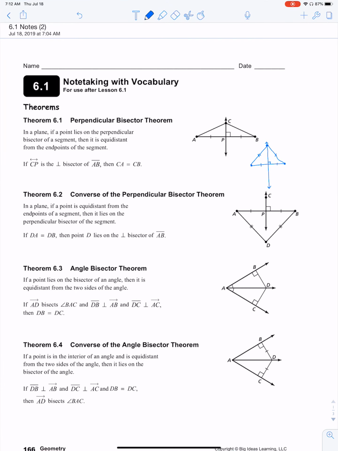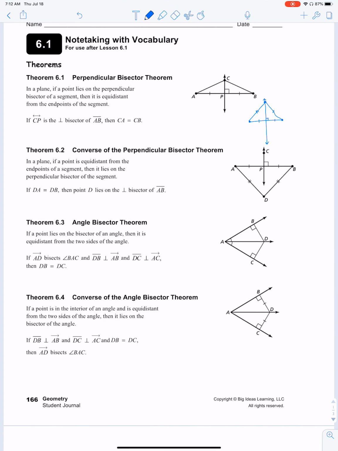Now, the converse of the perpendicular bisector theorem states that if you know that these two lines are congruent, right? This line is congruent. Let me get the highlighter here. Okay. If you know that this line is congruent to this line, then you can conclude that the point D lies on the perpendicular bisector. In this diagram, it's not so easy to see because this line doesn't extend to point D. So the dead giveaway is that those two lines are congruent, okay?